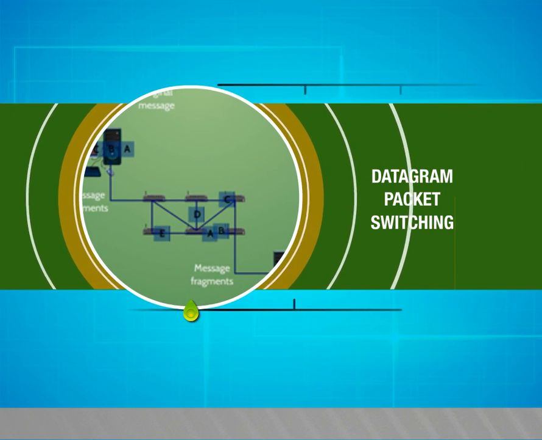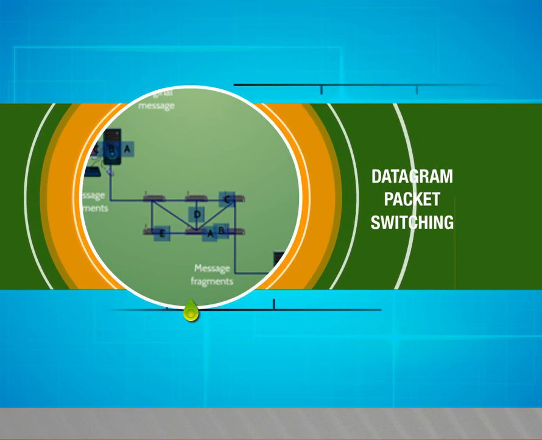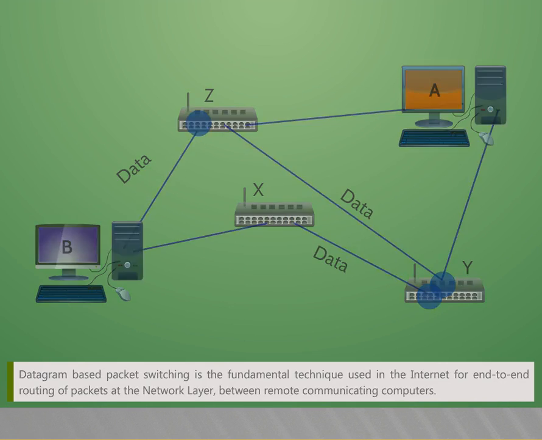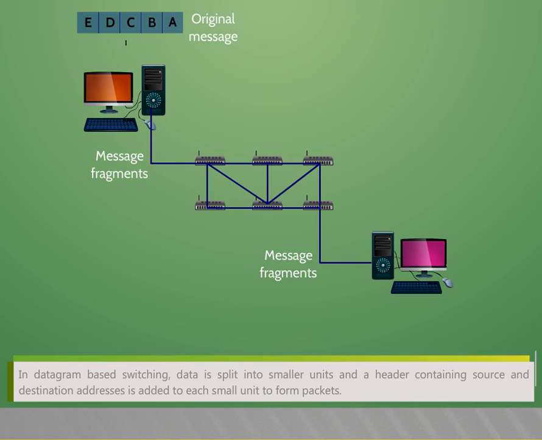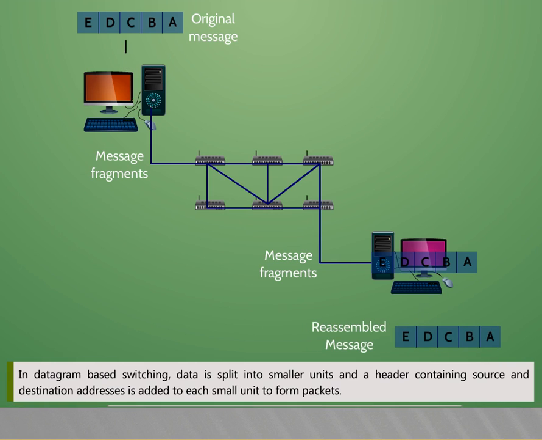Datagram packet switching. In this video, we are going to see about datagram packet switching. Datagram-based packet switching is the fundamental technique used in the Internet for end-to-end routing of packets at the network layer between remote communicating computers. In datagram-based switching, data is split into smaller units and a header containing source and destination addresses is added to each small unit to form packets.